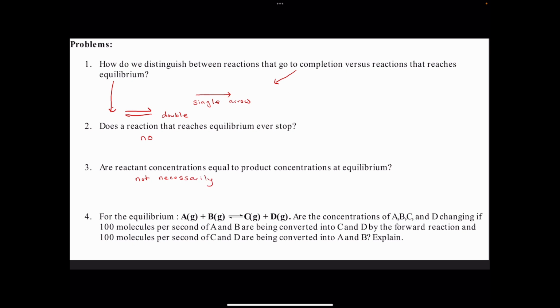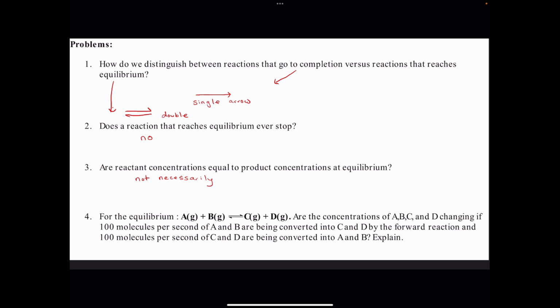So then we have this scenario. We've got a generic reaction of A reacting with B, producing products C and D. And we're asked, are the concentrations of A, B, C, and D changing if we have 100 moles per second of A and B being used? They're being converted into C and D by our forward reaction. And at the same time, 100 molecules per second of C and D are being converted into A and B.